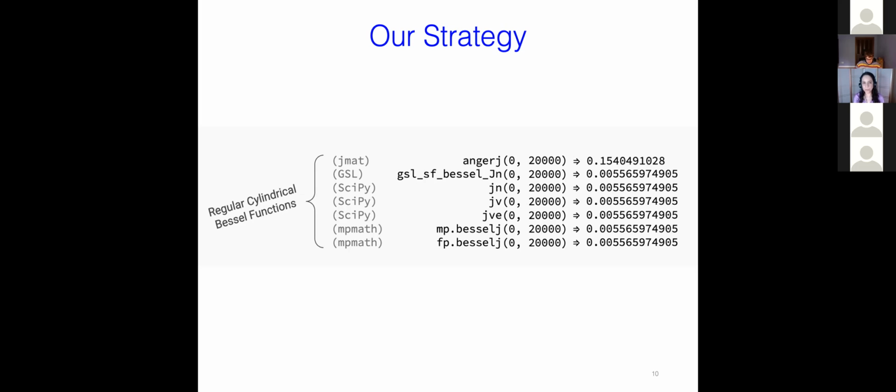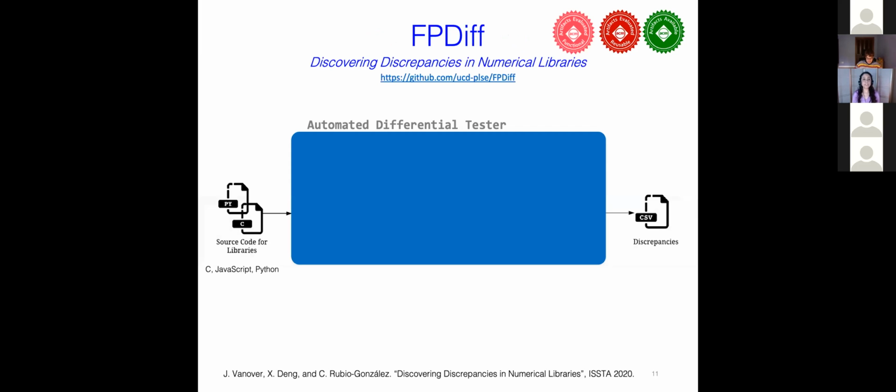This is what we know in software engineering and programming languages as differential testing. Now, the question is, how can we apply and automate the full process of differential testing in this setting of testing numerical libraries? So our solution is FPDiff. This is an end-to-end tool for automated differential testing.